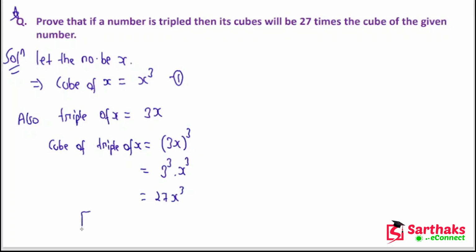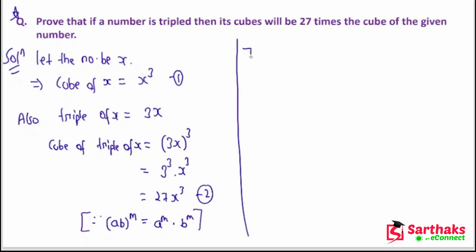What is the property which I have applied? Since a into b to the whole power m gets distributed towards a to the power m into b to the power m. This dot means multiply, right? So that's what we have used. Now you can clearly see that the cube of triple of x is actually 27 times x cube. So from equation 1 and 2, we have proved the question.